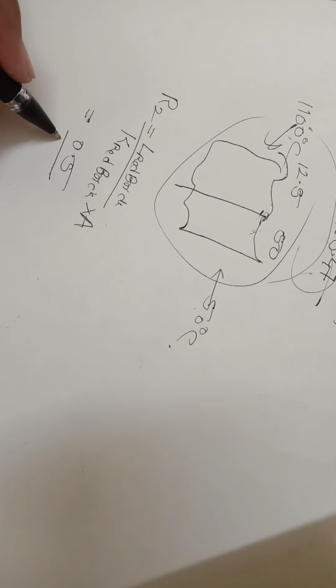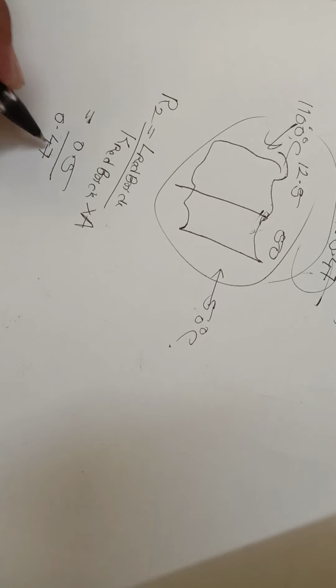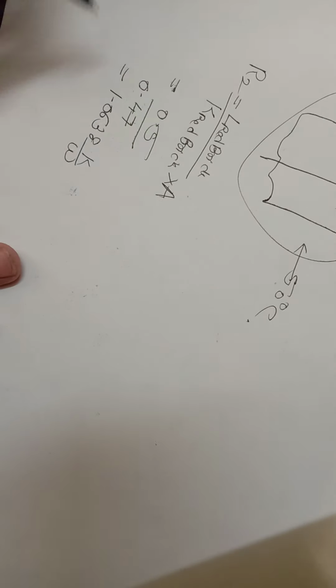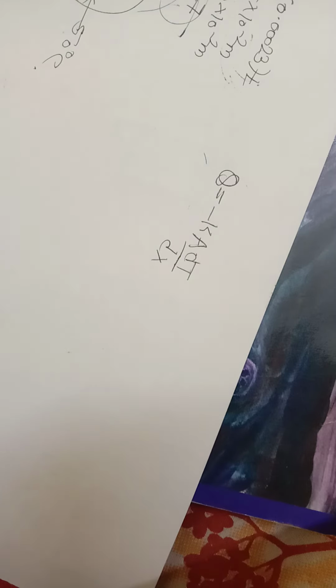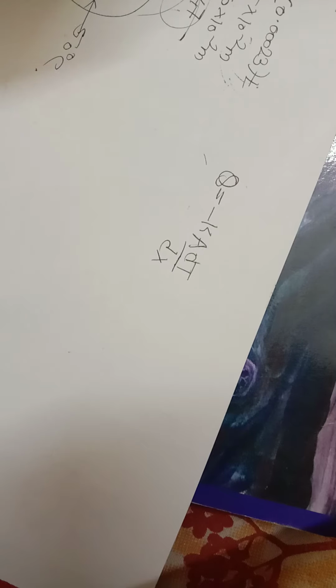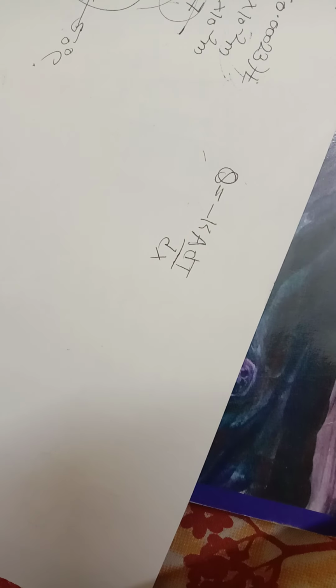So what will we get? 0.5, length is given. See, I have converted it into meters. 0.5 upon K. What is K? 0.47. Area is 1. So we will get 1.0638 Kelvin per watt. Now the next equation. For that we will use Q is equal to minus KA dT by dx. See, now we have to integrate. Three temperatures are there, T1, T2, T3. We have to find T2, and then we have to find Q.